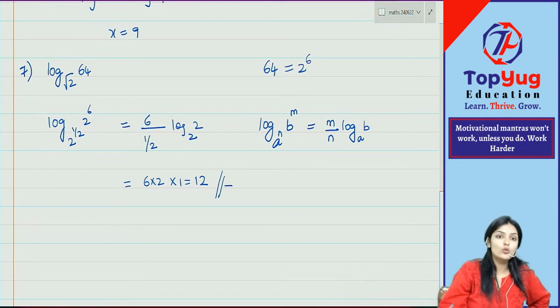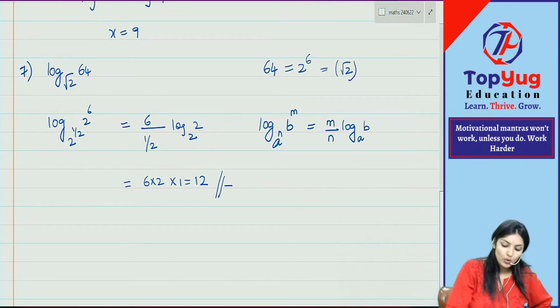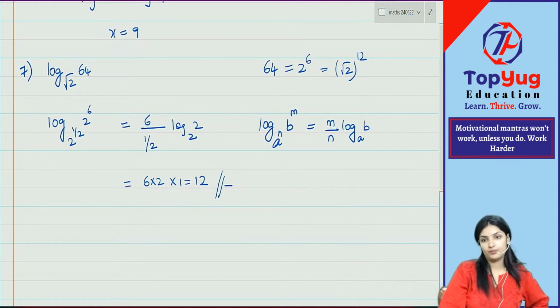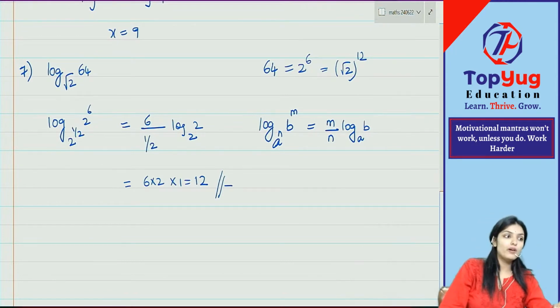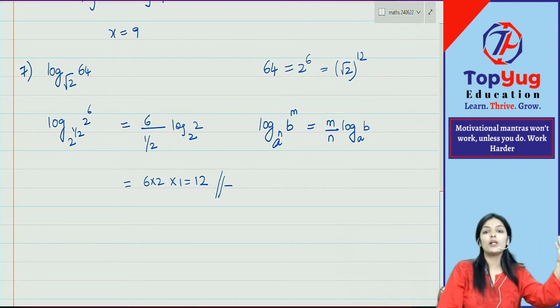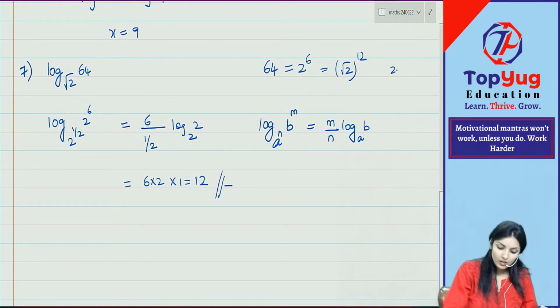Otherwise, what you have to do? You have to calculate the LCM of 64. It is 2 to the power 6. 2 to the power 6, you can also write it as root 2 to the power 12. 2 to the power 6 or root 2 to the power 12 are one and the same. Why? 2 to the power 1 by 2 into 12, 1 by 2 of 12 is 6, 2 to the power 6 again.